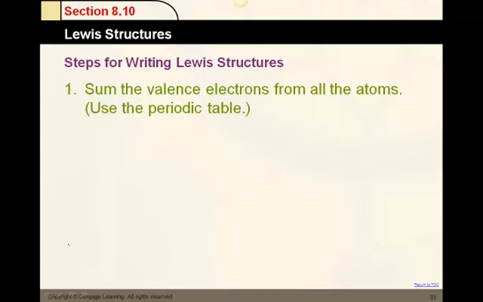So we're going to sum the valence electrons from all the atoms using the periodic table. So here's the example H2O. And I'm going to do it first, and then I'm going to see what they say. So this is how I would do it.